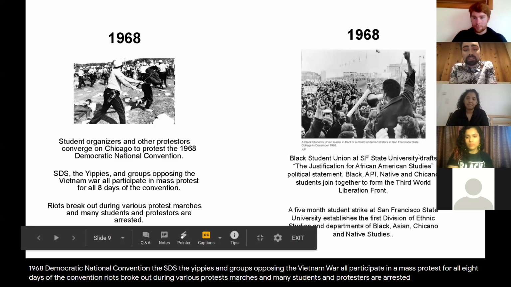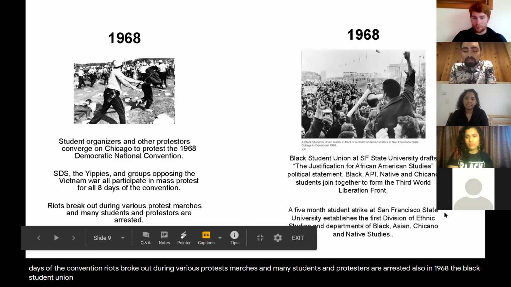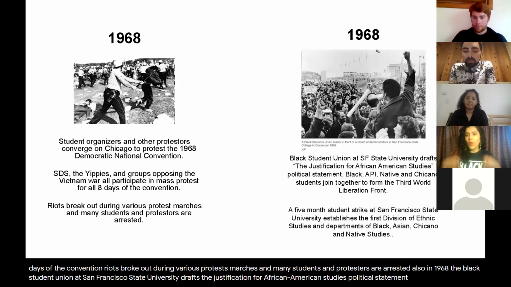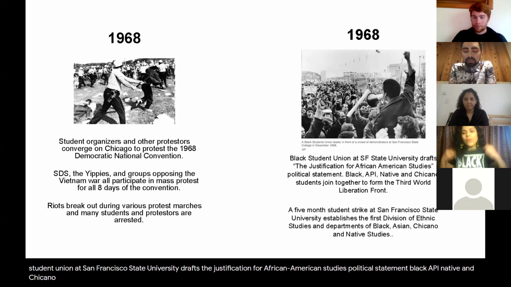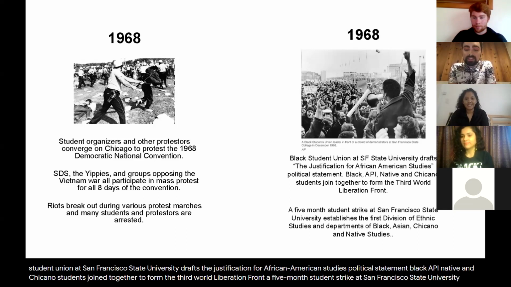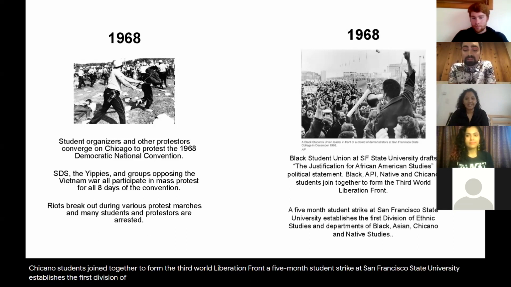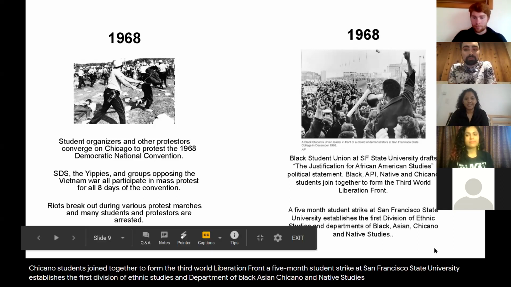Also in 1968, the Black Student Union at San Francisco State University drafts the Justification for African American Studies political statement. Black, API, Native, and Chicano students joined together to form the Third World Liberation Front. A 5-month student strike at San Francisco State University establishes the first division of ethnic studies and Department of Black, Asian, Chicano, and Native Studies.